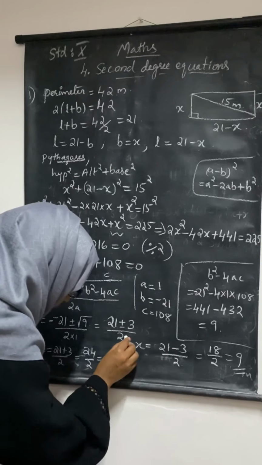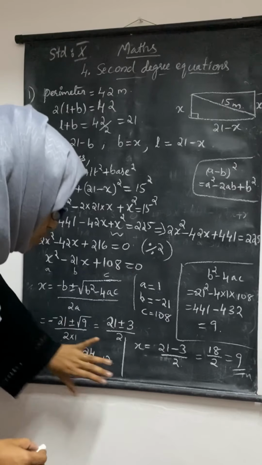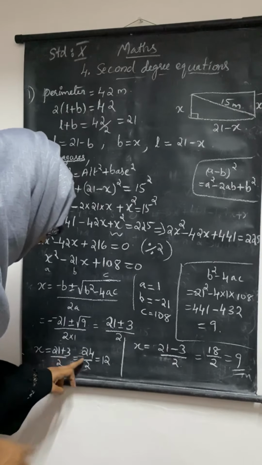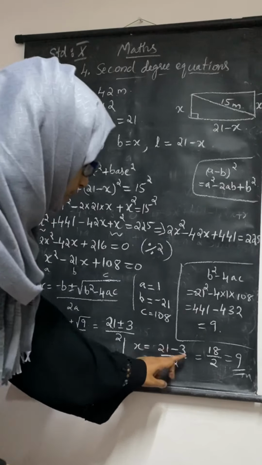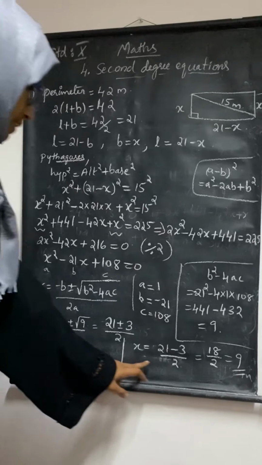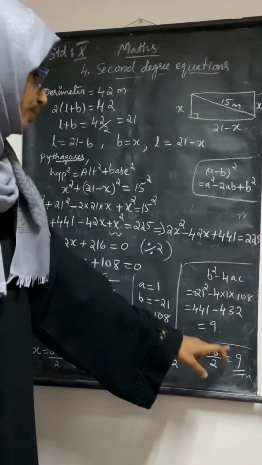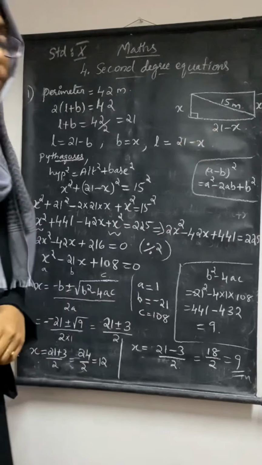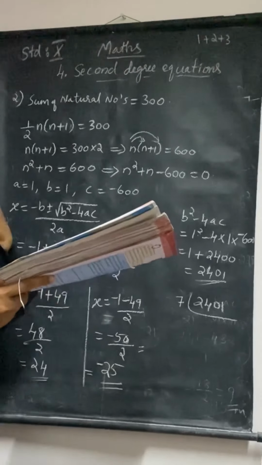So you have to put a line like this: here the positive solution, here the negative solution. So 21 plus 3 by 2 is 24 by 2, which is 12. 21 minus 3 by 2 means 18 by 2, which is 9. So you will get this answer. That means 9, the smaller one, is your breadth, and 12 is the length.